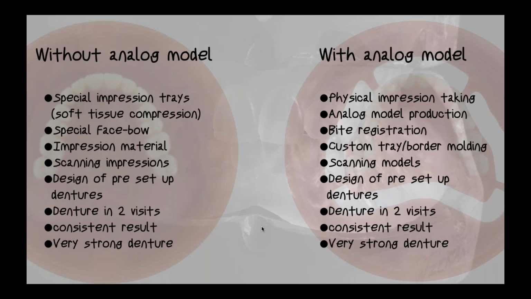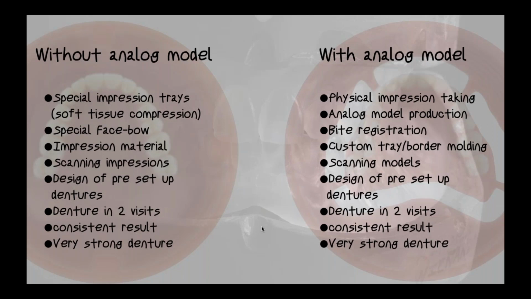We also have a special face bow connected to that, so we can literally take all records on initial seating of the patient, the initial patient appointment, and you have a special impression material. So that all these records go to the dental laboratory, and the dental laboratory can scan it with the desktop scanner. And from there, we can take it basically to the design phase, and we can mill the dentures, and we have literally a denture in 2 visits.